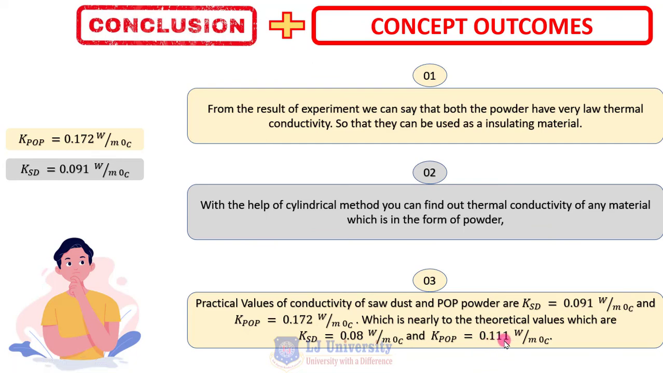After understanding this practical, if we have any new material, or a hybrid material made by a combination of more than one material, and we want to find out its thermal conductivity, then we can use this method to find the thermal conductivity of that unknown material, or the new material which can be converted into powder form. So this is the outcome of this practical.